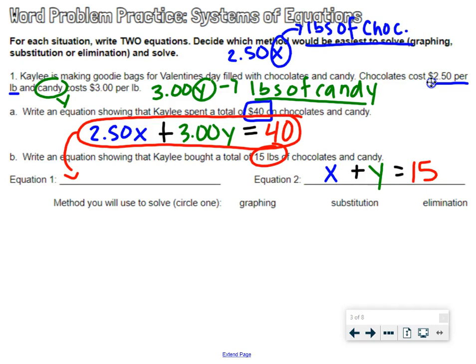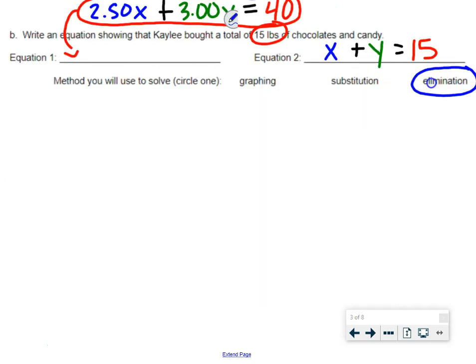Now that we have two equations, we get to solve them. Now you get to choose your method. If you choose graphing, there was a coordinate plane on your paper for you to use. You can choose substitution, or you can choose elimination. I am going to choose elimination because both equations are set in standard form, so they're going to be really nice to solve using elimination.